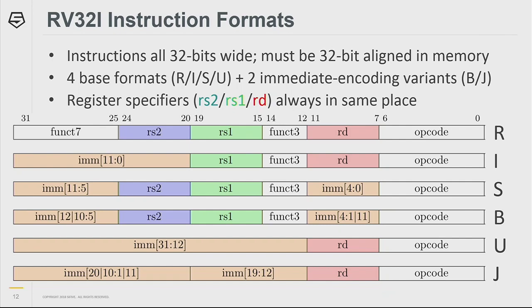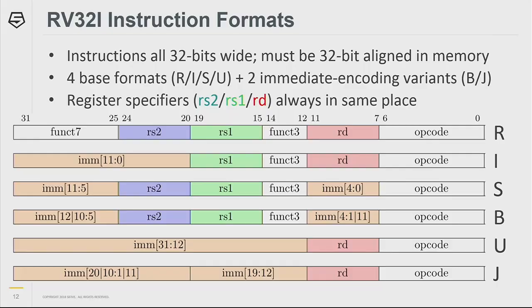So this helps reduce delay in implementations. For RS1 and RS2, you can get the register read going before you've actually even decoded the instruction, and it reduces a little bit of muxing in the control path to have RD in the same place as well. And that starts to matter more if you're building superscalar and out-of-order implementations.